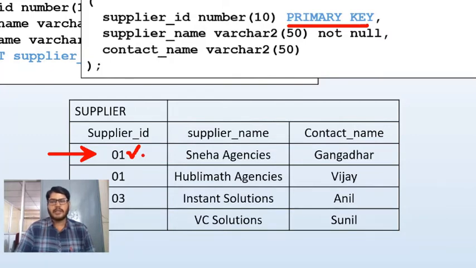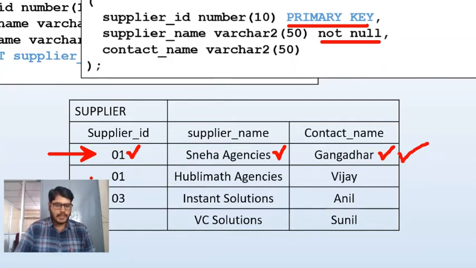So it will accept the value for supplier ID. And for supplier name, we have implemented not null here. So that's why, is it a not null value? Yes, of course. It is not a null value. Other than null values, we are trying to store some value here. So it will accept. And also for contact name, we have not implemented any constraints here. So that's why it will accept the first record.